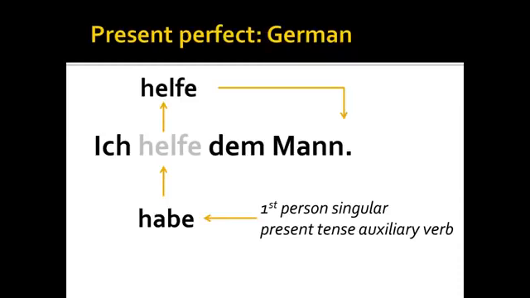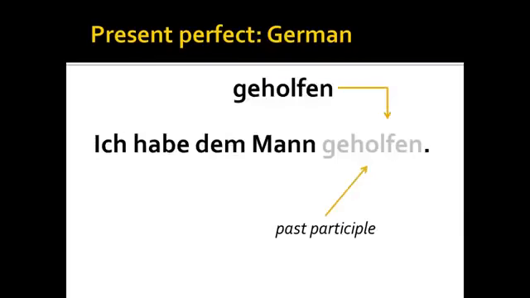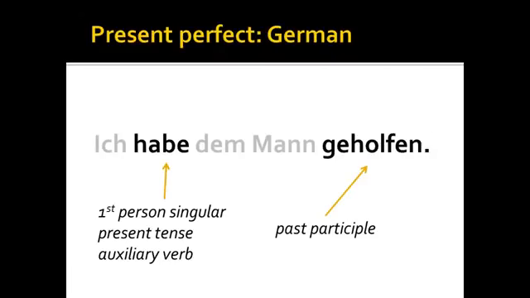So the question is, what do I do with helfe? Well, I'm going to take that and put it at the very end of the sentence. But instead of leaving it in its present form, I'm going to change it to the past participle, geholfen. So again, what we have in German, as in English, is a two-verb construct here. We have the first person singular present tense auxiliary verb habe, which agrees with the subject of the sentence, ich habe, and then at the very end of the sentence, or of the clause, we have the past participle, geholfen. Ich habe dem Mann geholfen.